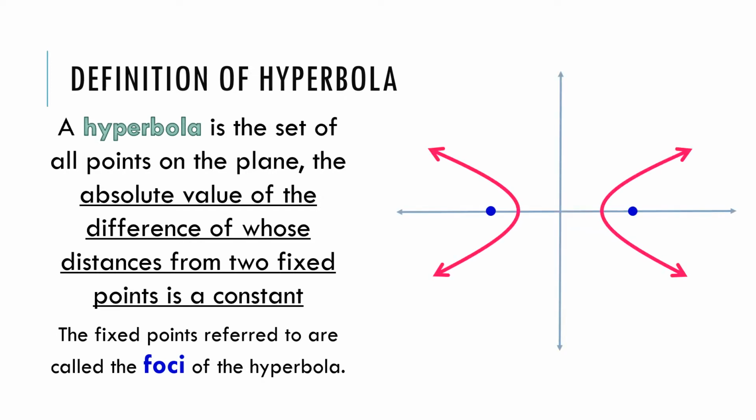Ayan, ganito ang itsura ng hyperbola. According to the definition, the distance of a point, itong black point, yung distance daw niya from the first focus minus, yung absolute value nila, ay same lang sa distance ng point na ito, from here, minus distance from here, constant lang daw yon. And this blue point, ang tawag natin dito ay foci.